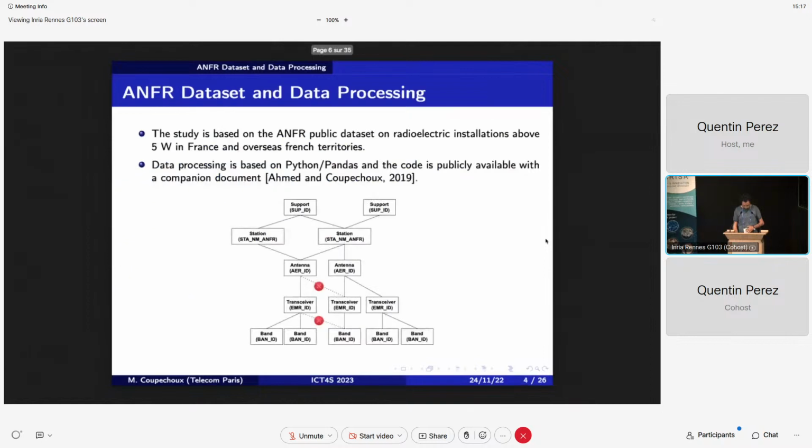So first we have based our work on the ANFR data set. So this is a French agency for frequency management in France. And we have processed the data set. We have also shown the hierarchy of the data set. Because this data set is not well documented, the code and the documentation we have written is available online on GitHub. And we have this kind of information, like the support of the base stations, the antennas, the transceivers, the bands, and so on. Some important information is missing, like the transmit power or the number of antenna elements in MIMO, for example. But we can deduce some things, and there is already a lot of information.